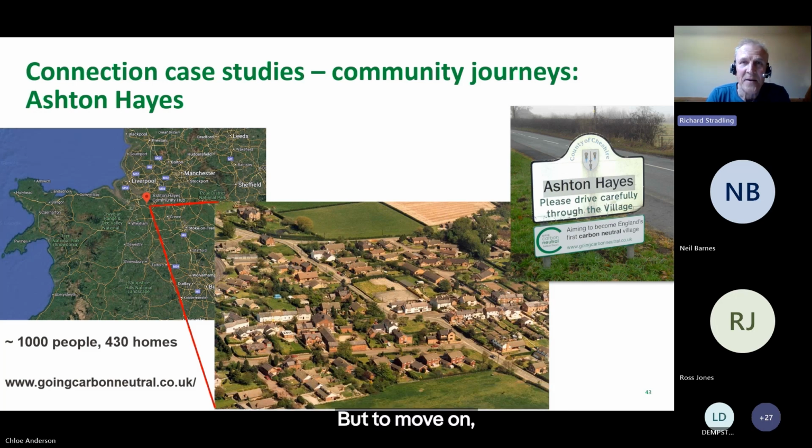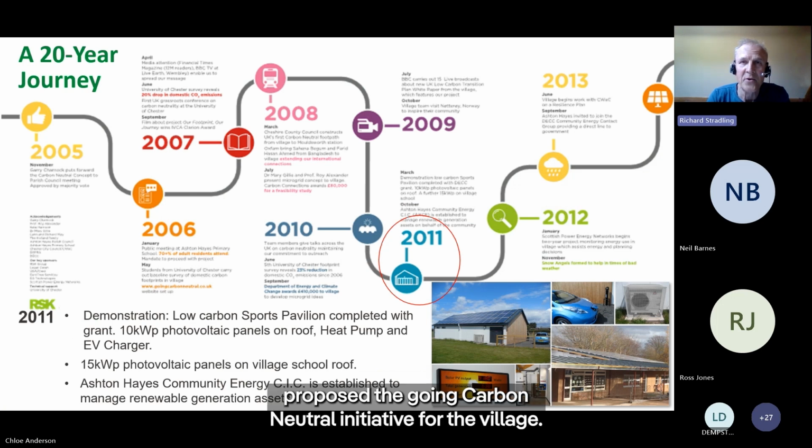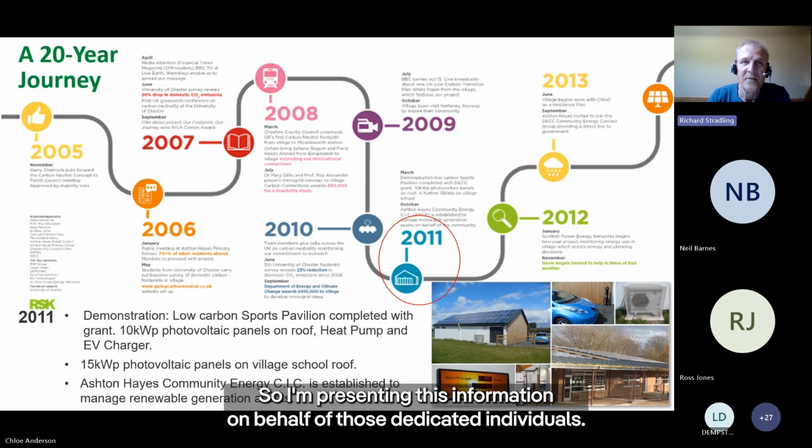But to move on, we started our community energy journey in 2005 when a small group of enterprising individuals proposed the Going Carbon Neutral initiative for the village. The milestones over the last 20 years can be found at our website. I have to admit that I was not involved in this project until 2017, so I'm presenting this information on behalf of those dedicated individuals.